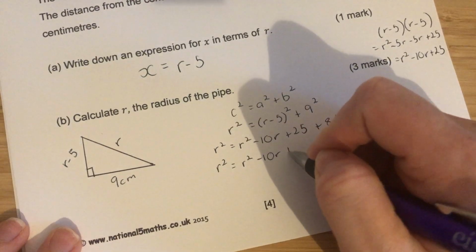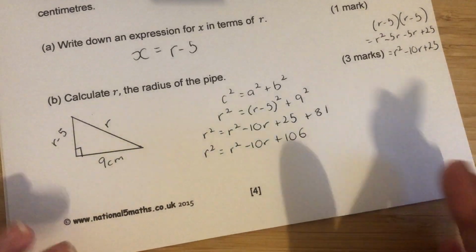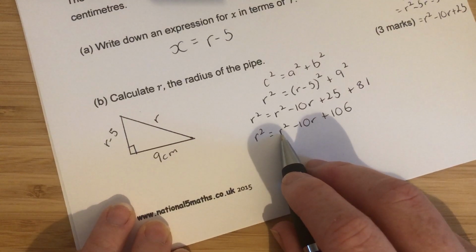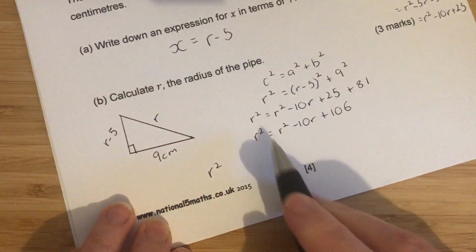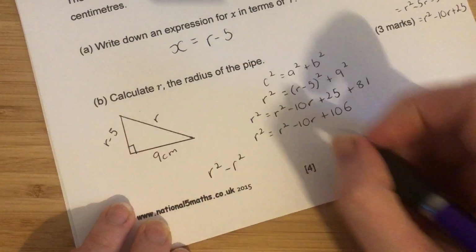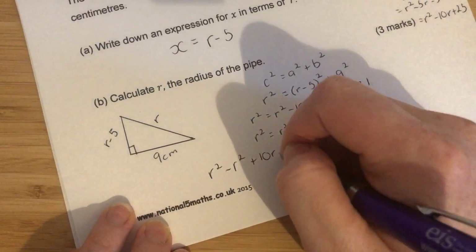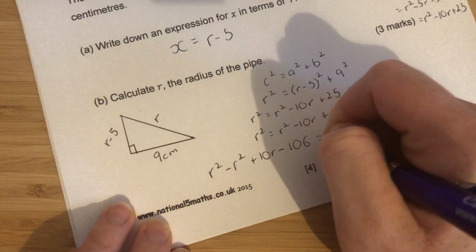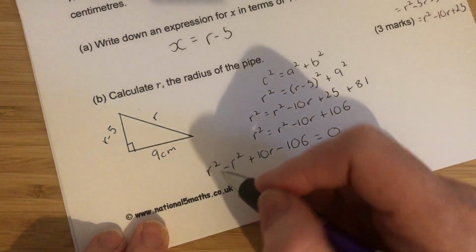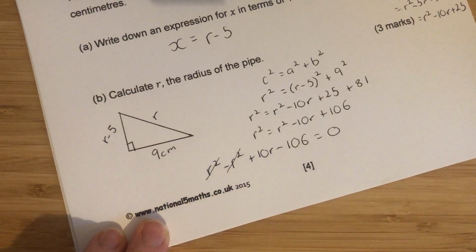So r squared equals r squared minus 10r plus 106. Now we've got r squared and r, so we want to move everything over to one side so that we can see what we've got. Subtract r squared from both sides, add 10r to both sides, subtract 106, equals 0. Actually we don't need to move everything over, because these two, r squared minus r squared, that's gone. So all we have is 10r minus 106 equals 0.